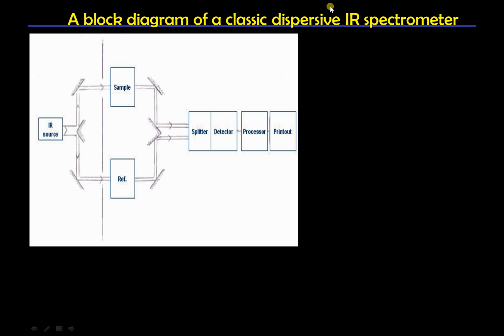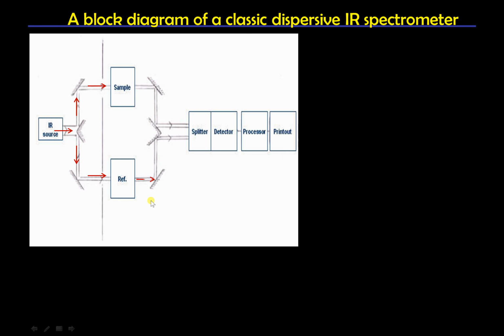A block diagram of a classic dispersive IR spectrophotometer. So this is from the IR source, this is the incident radiation, and this has been diverted to the sample, and another divergent, it is a splitter. It has split it into two equal parts, one going to the sample, one going to the reference. Again, the reflecting mirrors are further guiding them to the sample and reference compartment.